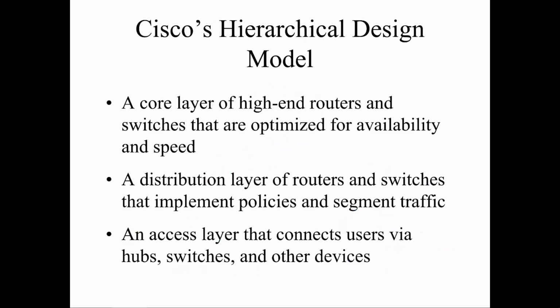So the Cisco hierarchy design, normally the core is going to be fast, high-end routers and high-end switches. It's optimized for availability and speed. The distribution layer is going to have lower end routers and switches that implement policies and segment traffic. And lastly, the access layer switches connect users via switches to other devices. So there's a nice tree structure to this.